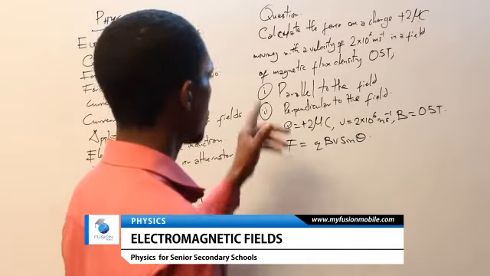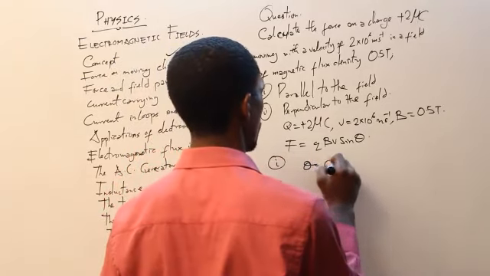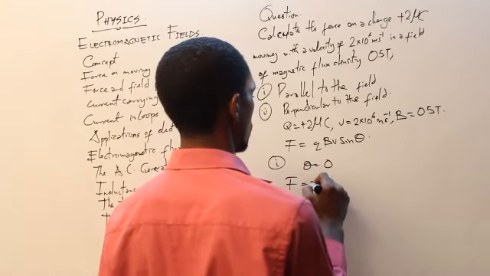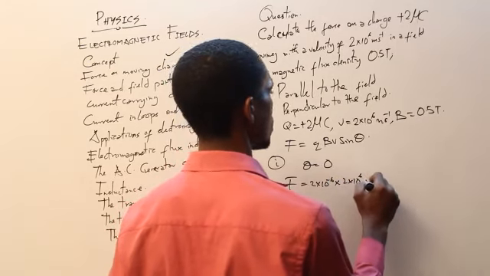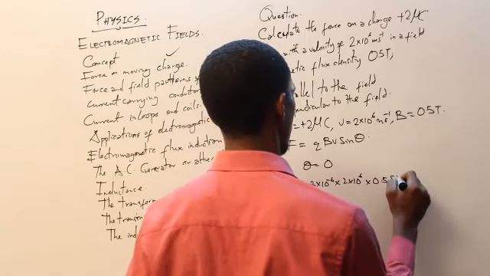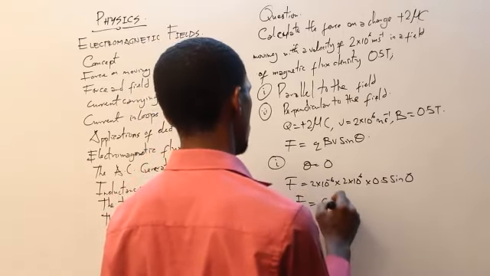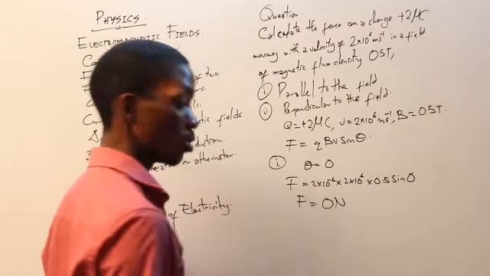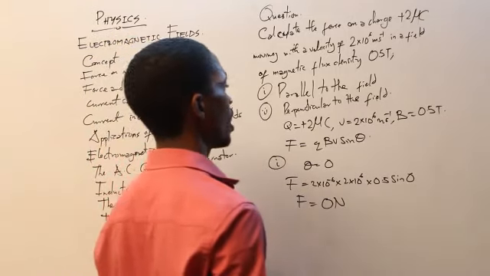The first one says theta is parallel. When it is parallel, it means theta equals 0. So if we use the formula, F equals 2 times 10 raised to the power minus 6 times 2 times 10 raised to the power 6 times our B, which is 0.5, times sine 0. Sine 0 is 0, so automatically everything there becomes 0. So there will be no force, that's 0 newtons.